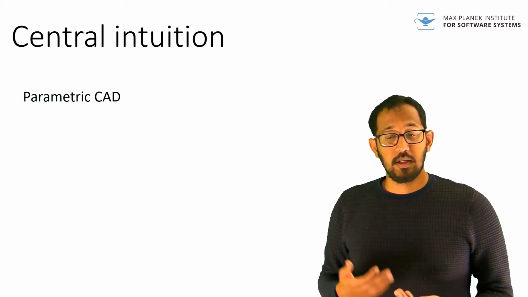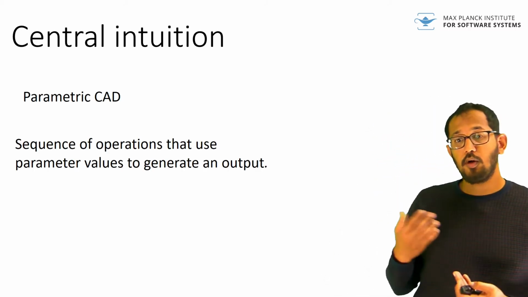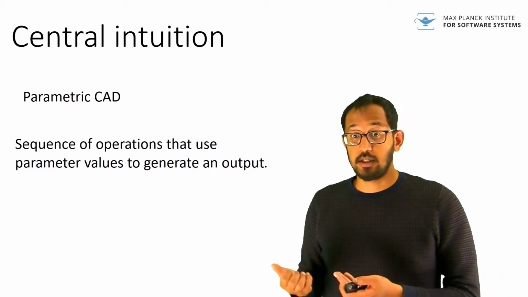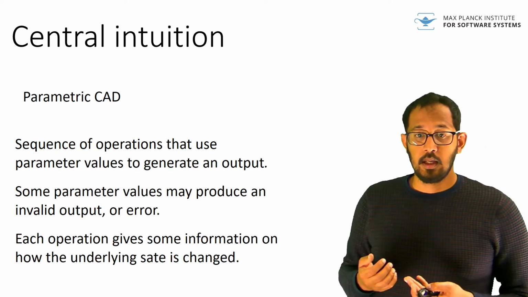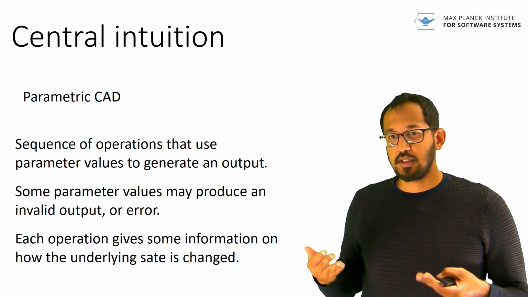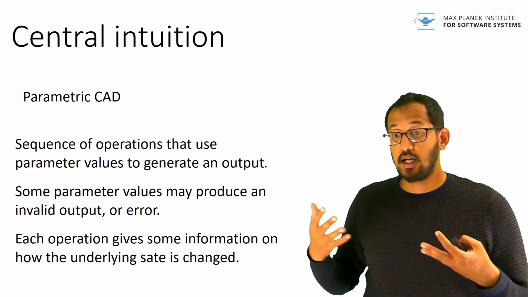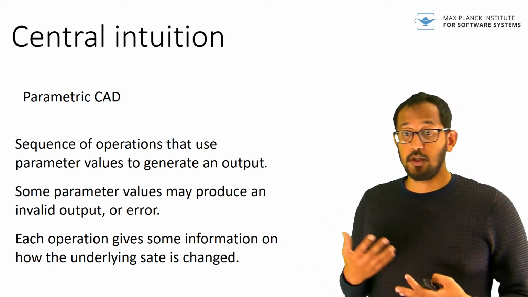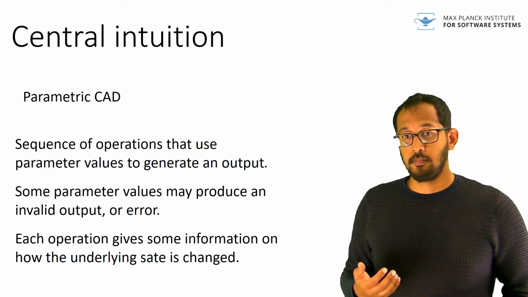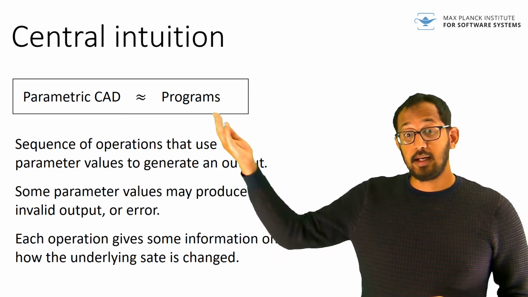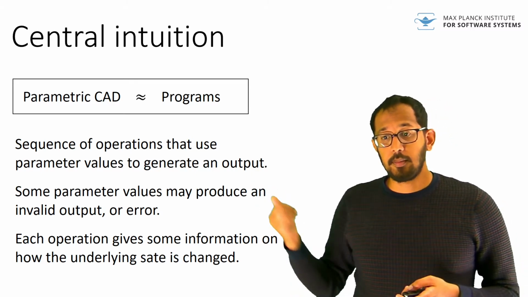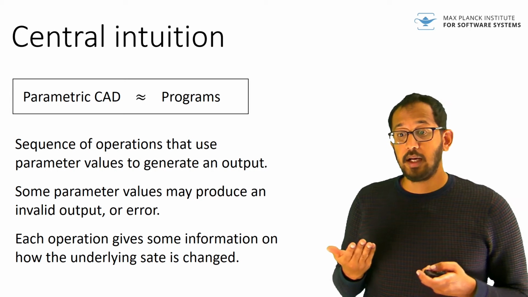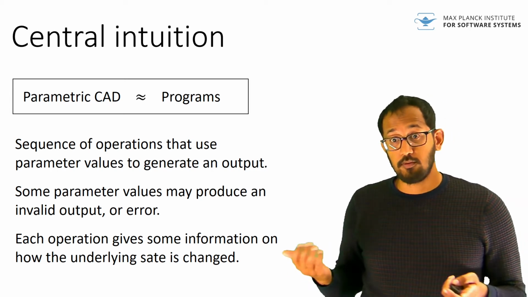Let's get down to the central intuition behind our work then. We've been talking about parametric CAD, which involves a sequence of operations that use parameter values to generate an output. Some of these lead to invalid results. And as we saw, each operation gives some perspective on how it changes the underlying object. And this can be useful in finding constraints. By these metrics, parametric CAD seems a lot like traditional programs. In the area of programming, the theme of finding and eliminating bad parameter values is actually quite well explored.